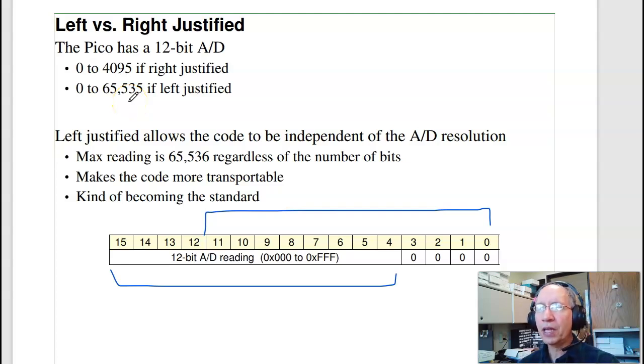Now, one of the reasons to use left justification is it's kind of independent of the number of bits. The lowest reading is always 0. The highest reading is always 65,000, regardless if I have a 10-bit, 12-bit, 14-bit, 16-bit A to D. So that makes the code more transferable. So that's kind of why left justification is a standard. You could right justify, but I'm going to stick with the standard in this course. Have everything left justified. So full scale, 3.3 volts is 65,000.